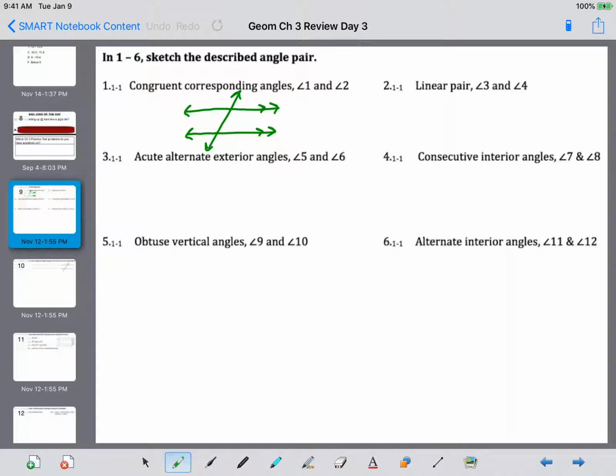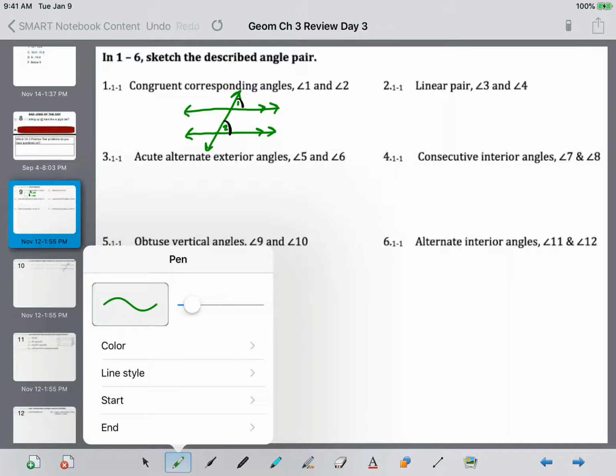And if those two lines are parallel, all of my corresponding angles are congruent, so I'm just going to say this angle here is my angle 1 and this is my angle 2. And I could even put some arcs on here to show that those really are parallel lines and that those two corresponding angles are congruent.